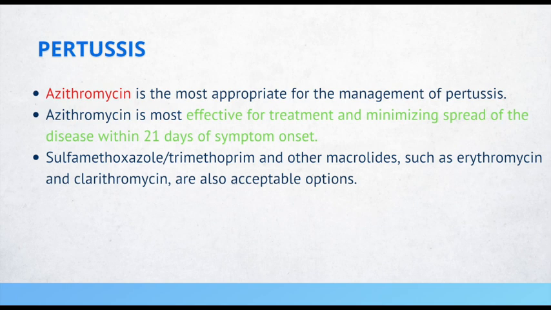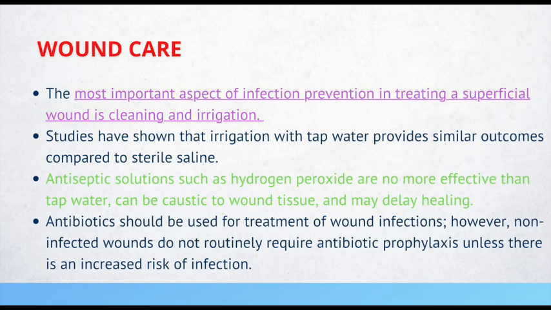Wound care. The most important aspect of infection prevention in treating a superficial wound is cleaning and irrigation. Studies have shown that irrigation with tap water provides similar outcomes compared to sterile saline. Antiseptic solutions such as hydrogen peroxide are not more effective than tap water and can be caustic to wound tissue and may delay healing. Very, very high yield.